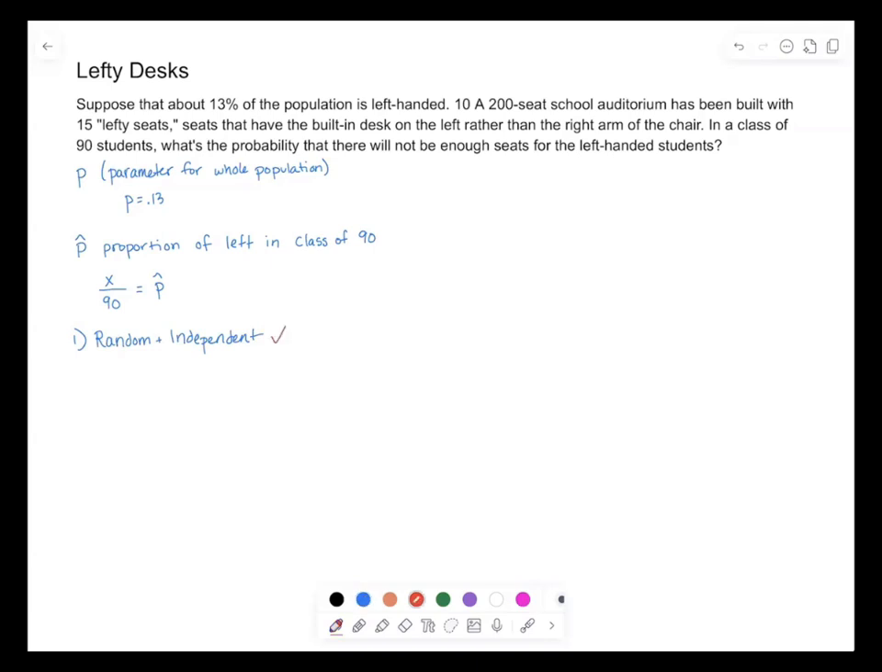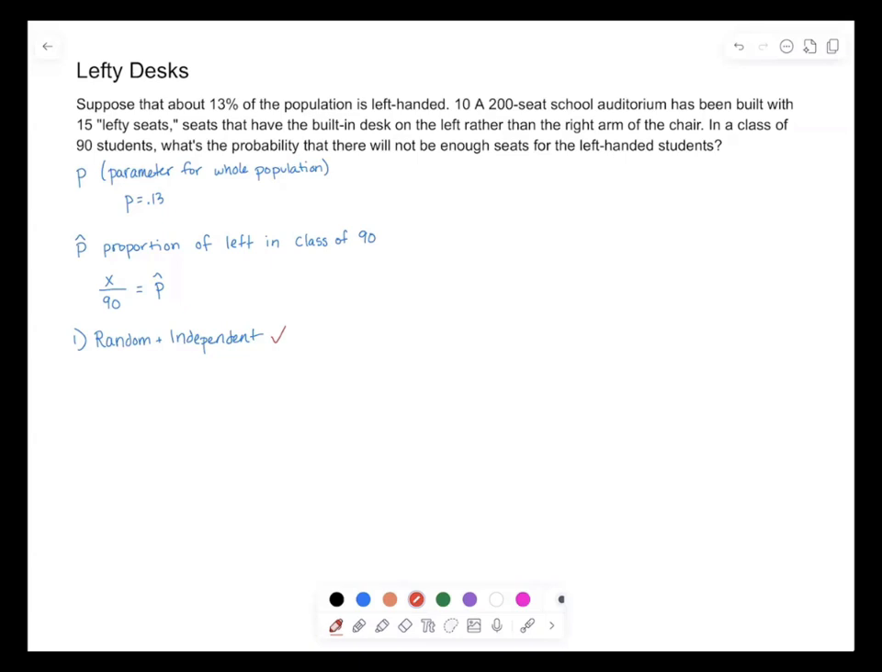If the class was something specifically for left-handed students, or if the college had a club for left-handed students and they all signed up for this class together, that wouldn't be a very random sample. But generally, I think that the people who enroll in a class, they don't do so based on whether they're right or left-handed. So they don't tell us that we have randomness or independence here, but I'm going to assume that we're okay.